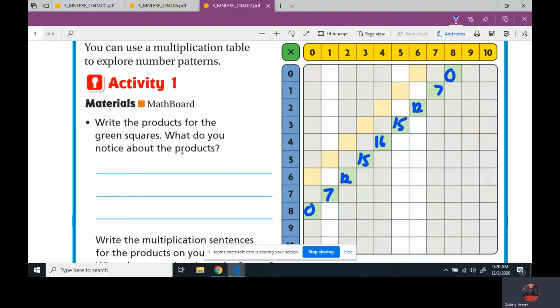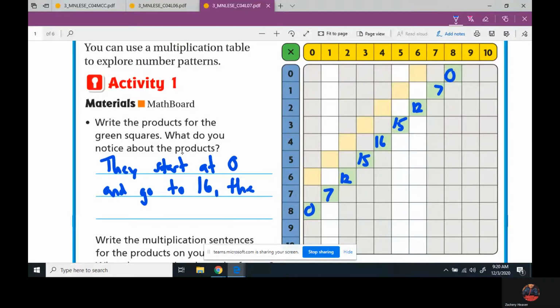So what do we know about these products? They start at 0 and go to 16, and they go from 16 down to 0. So they start at 0, 7, 12, 15, 16, 15, 12, 7, 0. They go up and they go back down. And I apologize if I sound a little funny. I got my wisdom teeth cut out.